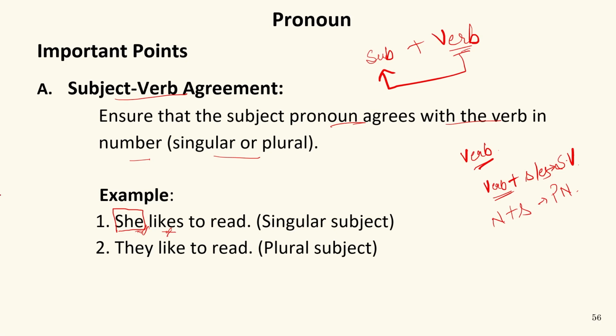Now here we can see the example she. She is a singular subject, we are using likes. Whereas they is a plural subject, therefore we use like. So like is a plural verb and likes is a singular verb. So whenever we add s or es to a verb, it converts into singular. So subject verb agreement should be followed according to the subject. The verb should agree with the subject, and subject can be formed with either noun or pronoun. So subject verb agreement rules should be followed in a sentence.